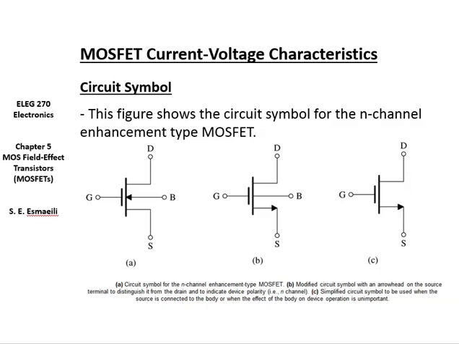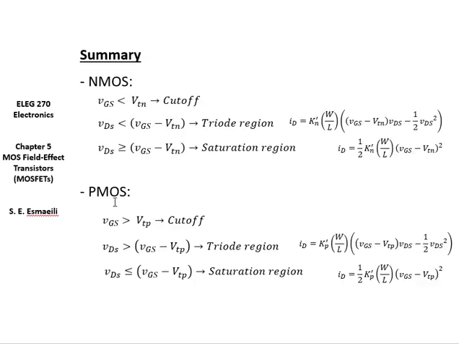It's very important. For the PMOS, it's the other way around. For the PMOS, if VGS was greater than the threshold voltage, we are in the cutoff. If it was smaller, then we'll check. If VDS was greater than VGS minus VTP, we're in triode. If VDS was smaller than VGS minus VTP, we're in saturation.